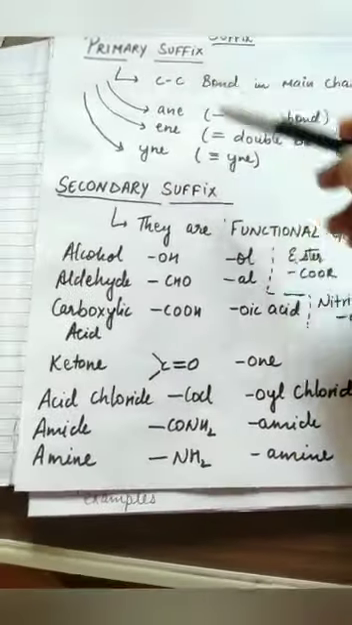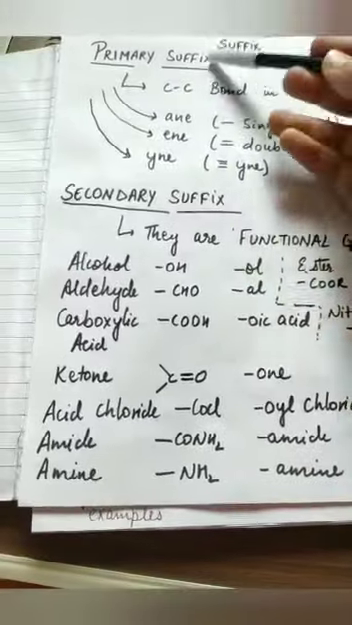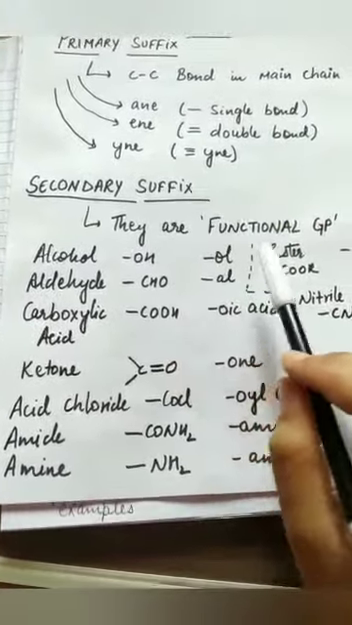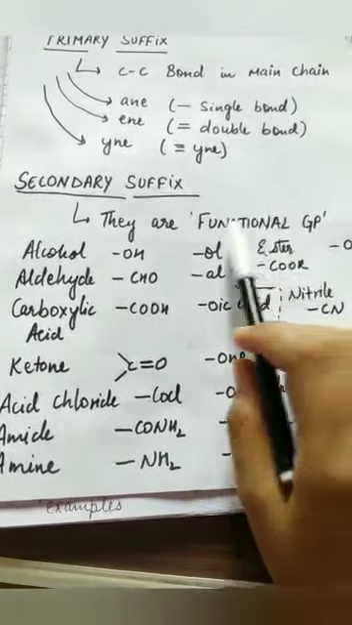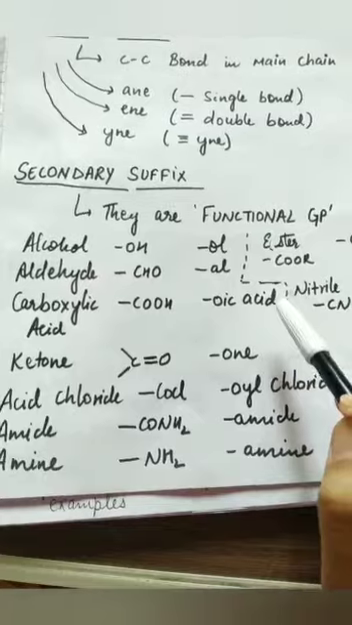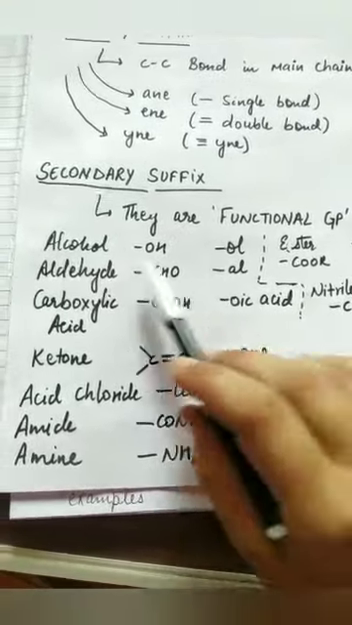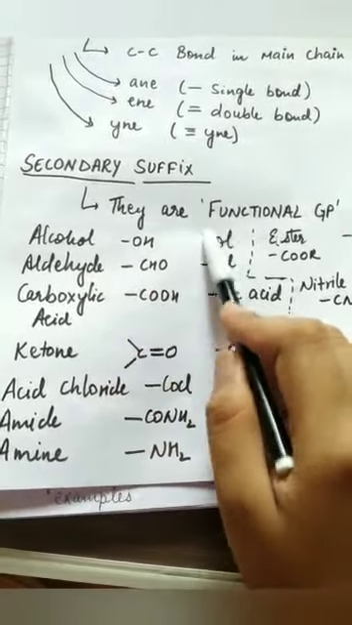Now next is secondary suffix. I told you suffix are of two types, primary suffix and secondary suffix. Now secondary suffix tells the functional group. Which type of functional group is attached, we will find out by secondary suffix. Now I will tell you some of the important functional group. If it is alcohol, that is OH is attached, we will add ol.